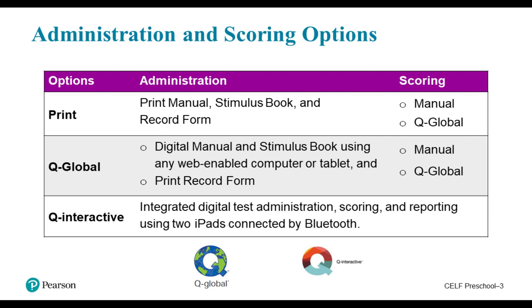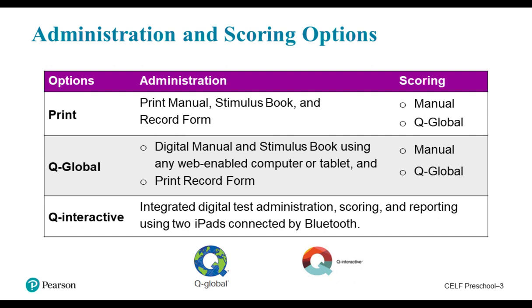These are your options for administration and scoring. There's always the print option for administration. It includes the print manual, the stimulus book, and record forms. The scoring options for print administration are manual scoring or scoring on Q Global. The Q Global option includes test administration with a digital manual and stimulus books using any web-enabled computer or tablet and print record forms. So the CELF Preschool-3 manual and the stimulus book are available on Q Global.